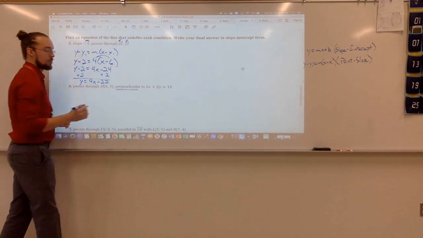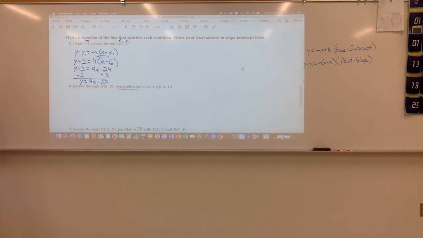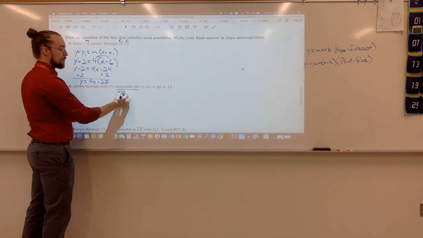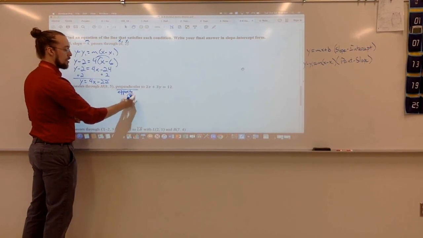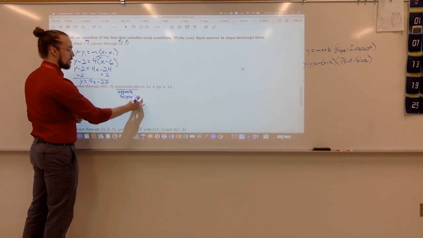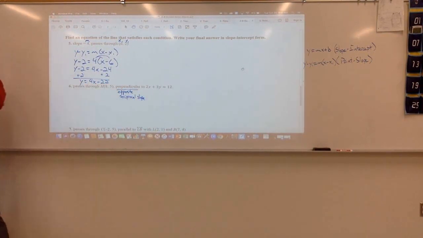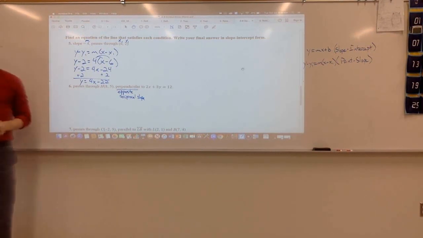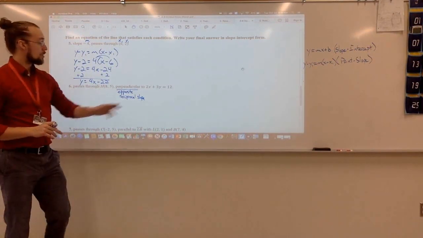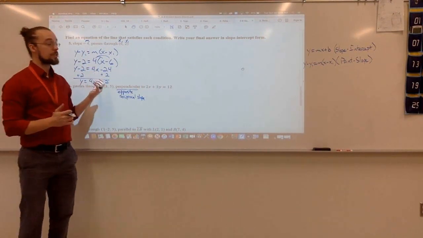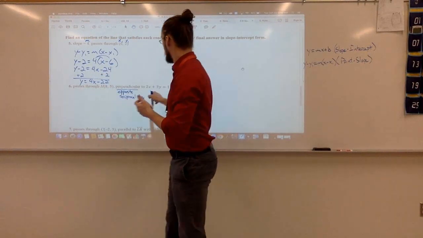Perpendicular automatically tells me opposite reciprocal slope, right? Opposite reciprocal slope. What is the slope of this line? We don't know yet. Y is not by itself. We have to solve this for y. Just like we did on the front.